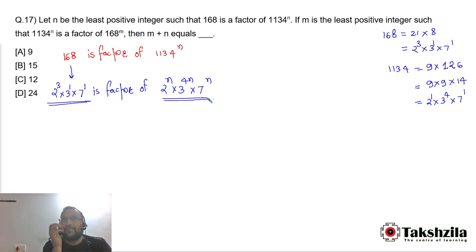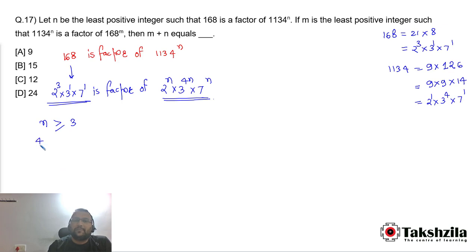तो इसमें से हम पावर को कंपेयर कर सकते हैं. How we can compare power? Let's have a look at it. First number is a factor of second number. Means second number is by default greater. Second number बड़ा होगा या इक्वल होगा फर्स्ट नंबर से. So सेकेंड नंबर में 2 का जो पावर है एंड दैट शुड बी ग्रेटर दैन और इक्वल टू फर्स्ट नंबर में 2 का जो पावर है.